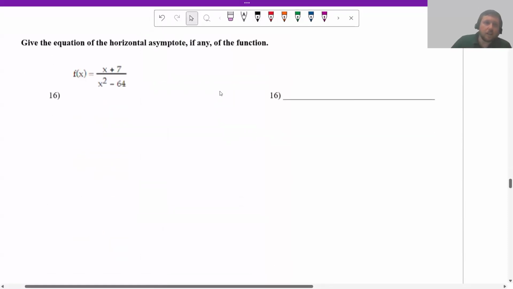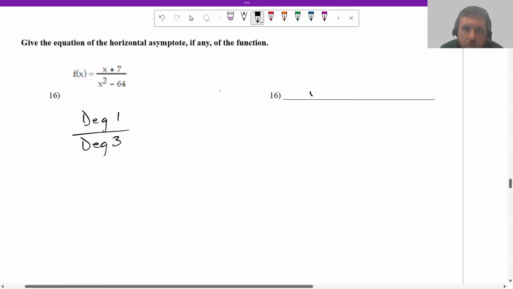Give the equation of the horizontal asymptote, if any, of the function. So this is a degree 1 over a degree 3. So then my horizontal asymptote is y equals 0 because the bottom degree is bigger than the top degree.